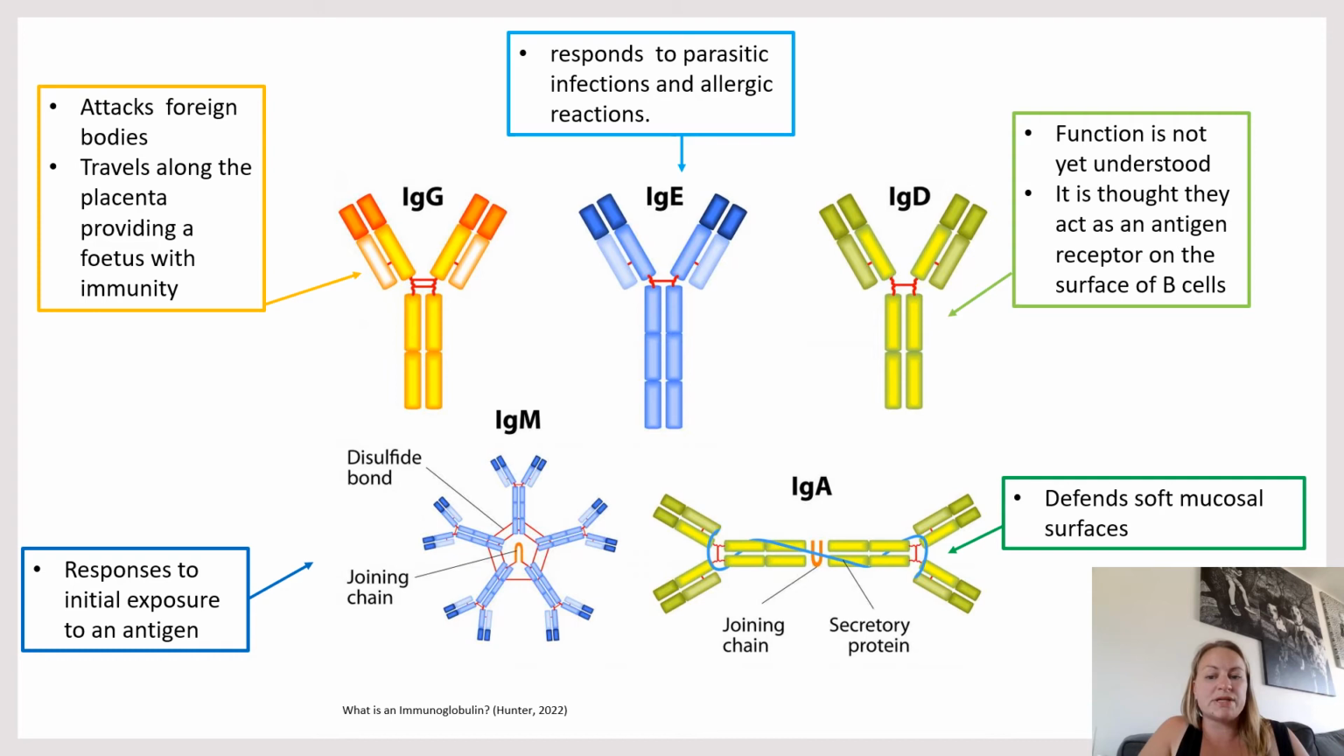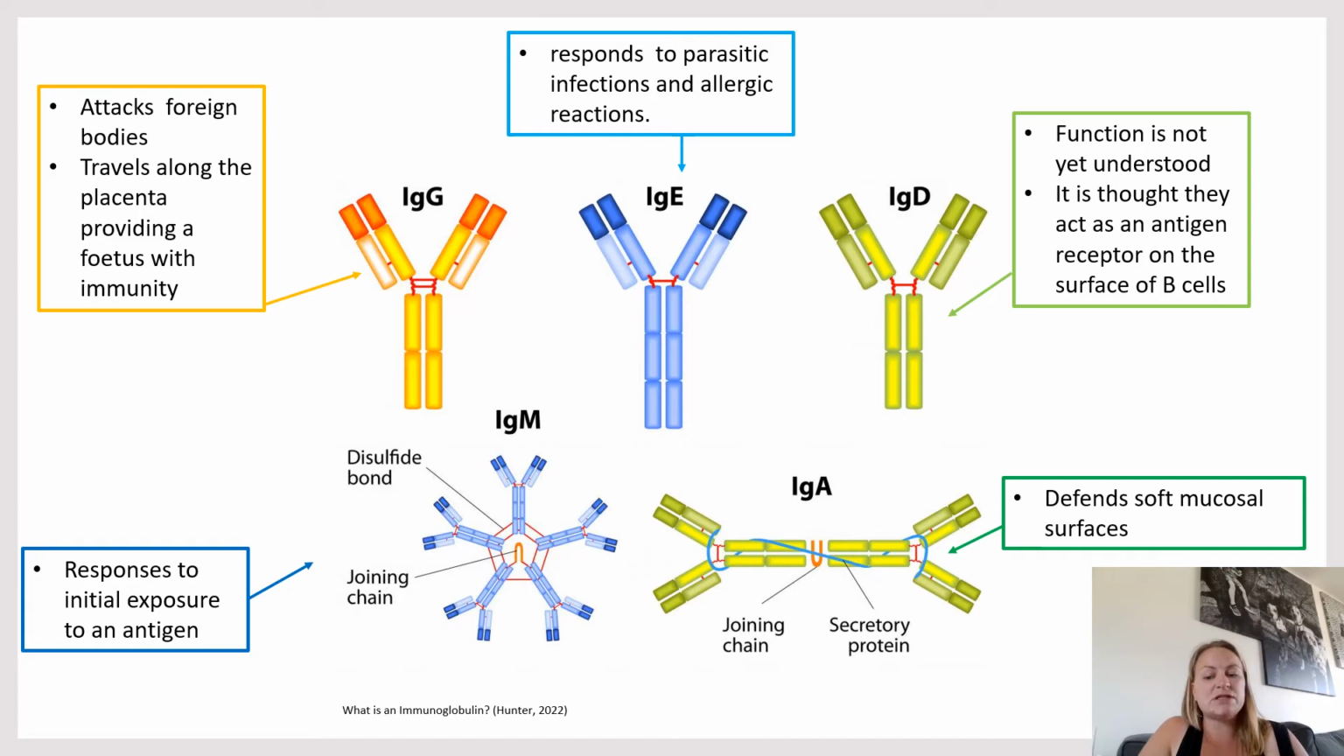Immunoglobulins are known as antibodies that neutralize pathogens. There are 5 different types of immunoglobulins. Immunoglobulin G attacks anything that it recognizes as a foreign body, is found throughout the body, and is the only antibody that travels across the placenta, providing a fetus with immunity to diseases.